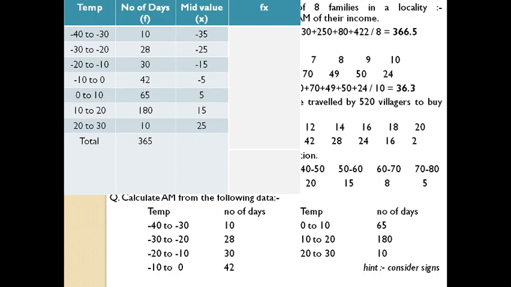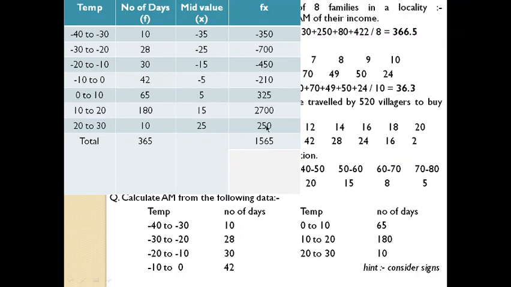Next, now you need to find out fx. It is quite easy to find. We have done the same step previously. fx means f into x. You need to multiply these two columns, then you will get fx. Don't worry about the sign. Here 10 into -35, you will get -350. That sign has to be maintained.